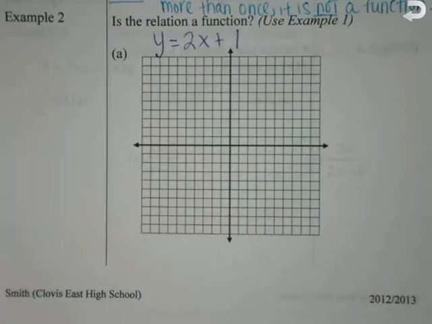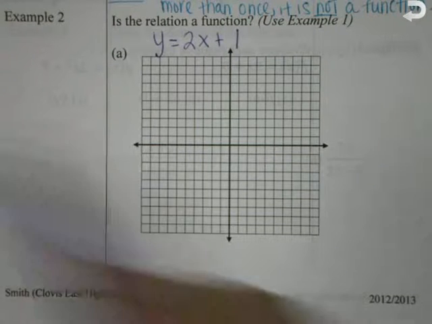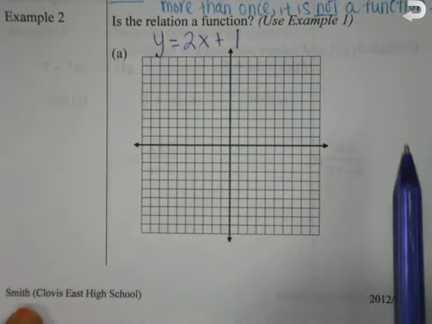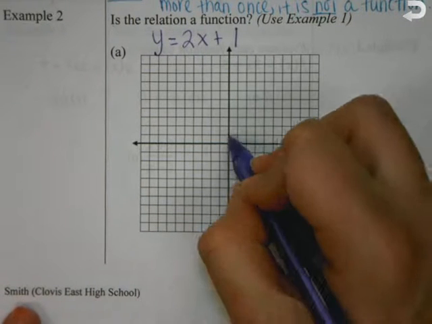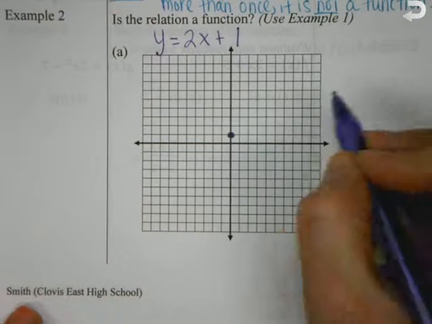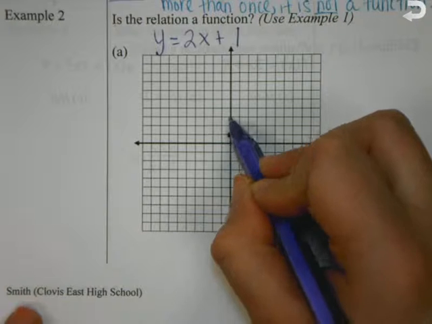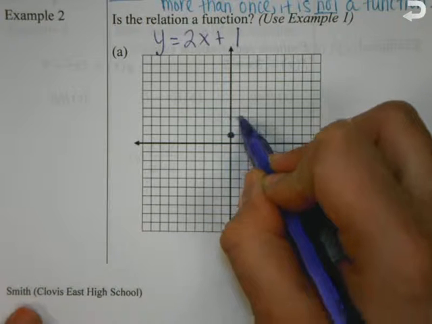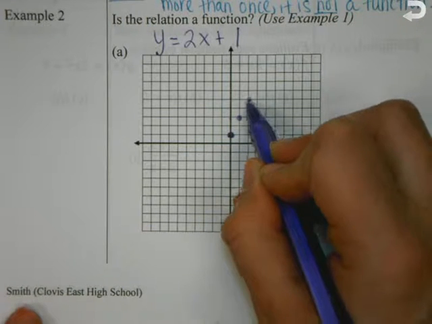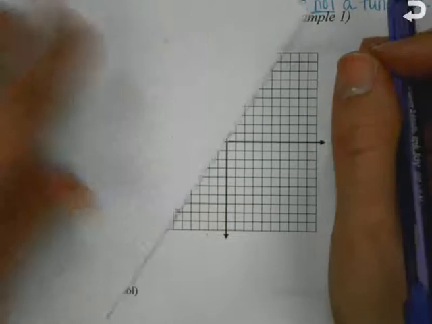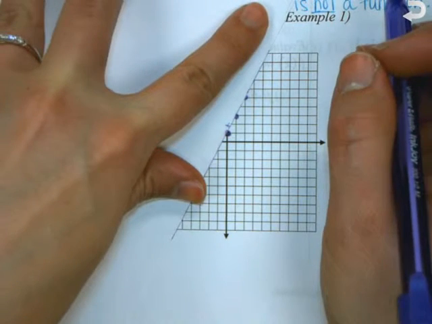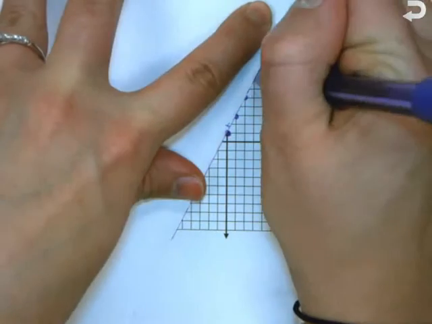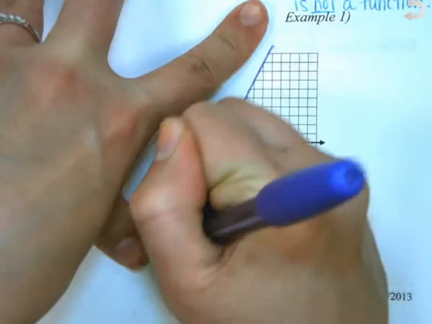Okay, so let's see if you guys remember how to graph this. What is the y-intercept here? 1. What is the slope? The 2. 2 over 1. So we go up 2 over 1. Okay, so let's graph it. Draw a straight line. So draw the line through those points.